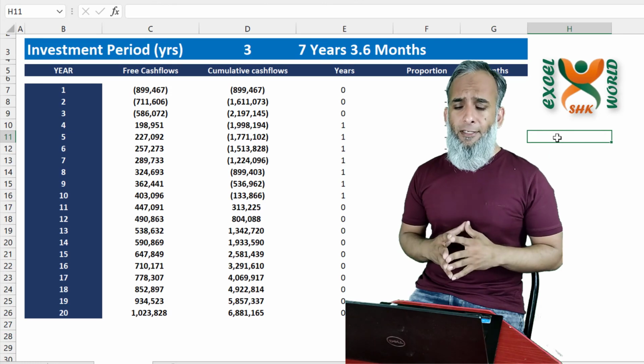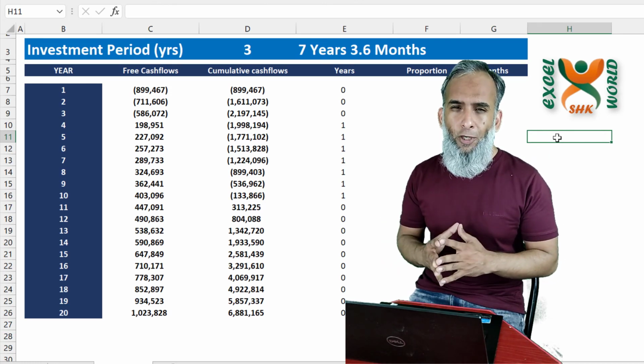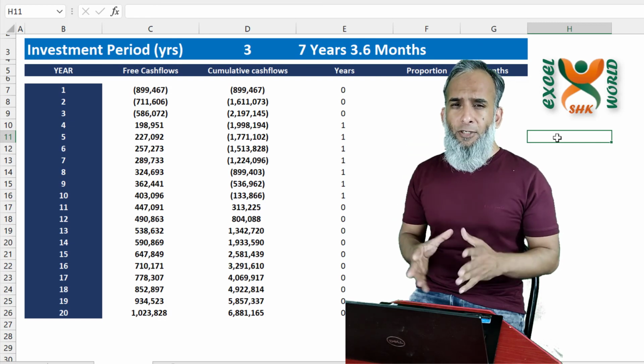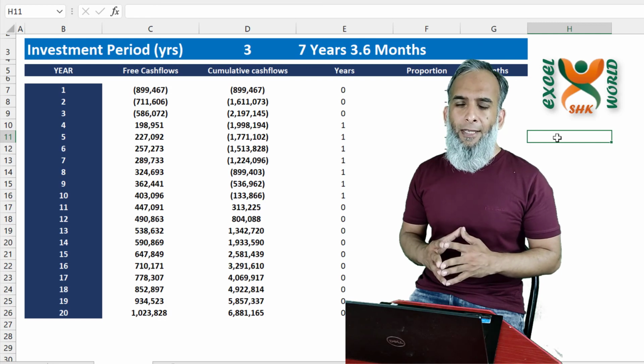I hope you must have understood how the payback period is calculated in the real life scenario in your financial model, and by just looking at this you will say that this is still just like calculating in the exam scenario.